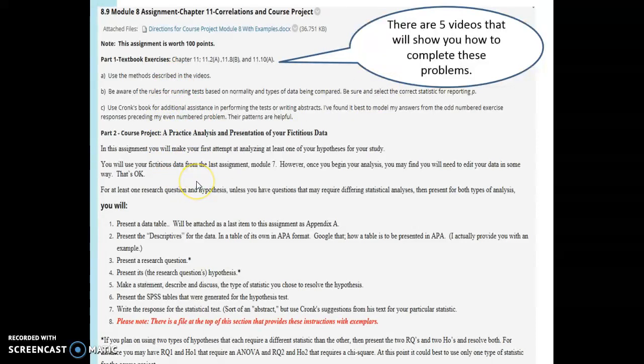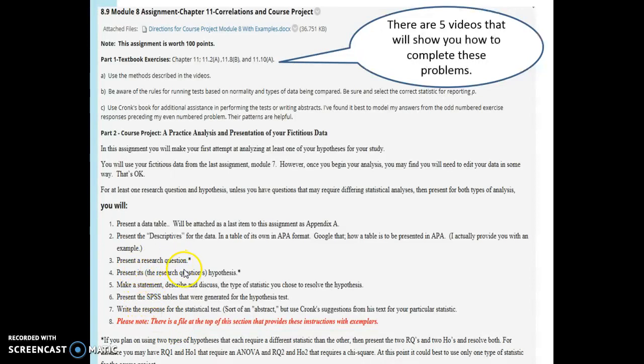Let's talk a little more about that. Here you're going to do the course project and analyze your data. And it tells you again what you do. You'll get a set of instructions at the top. Right here, if you hit that, that'll show you the exemplars that you need to have to do this assignment. Let me talk about a couple things here.